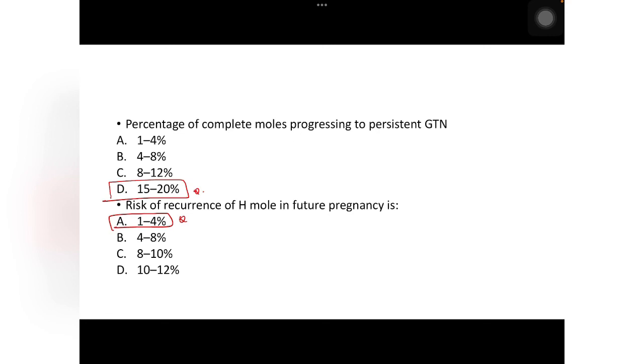Molar pregnancy is a very interesting topic for me personally, but it takes some time to understand the concepts. So I guess this presentation would have made it simpler for you. But still, if you feel that some concepts should be told in a different way, or if you're not clear about something, then please text me in the inbox. I'll be glad to help you out.